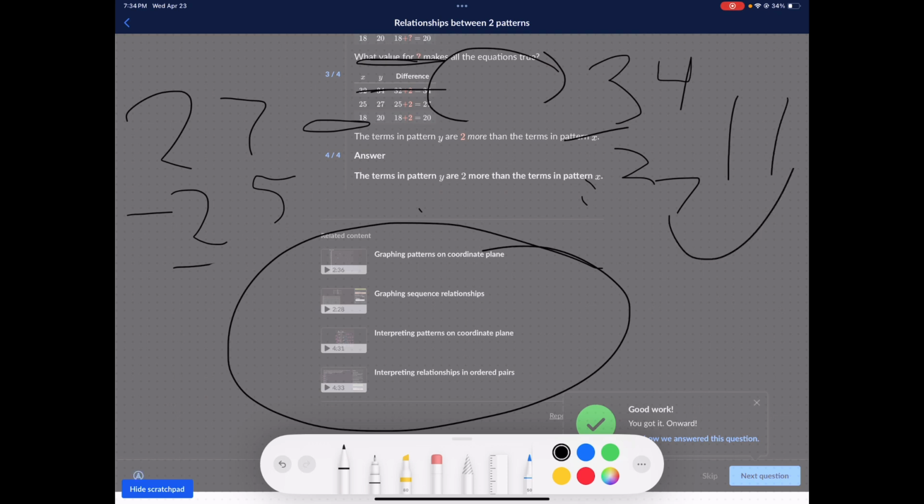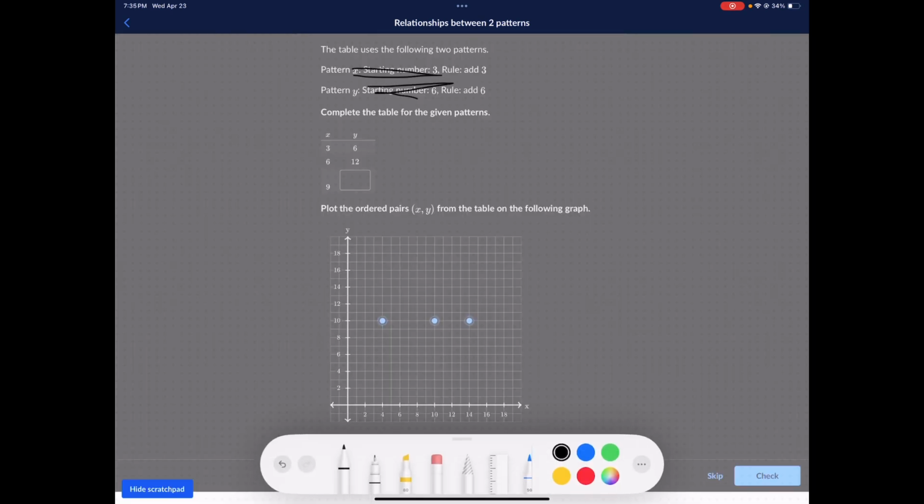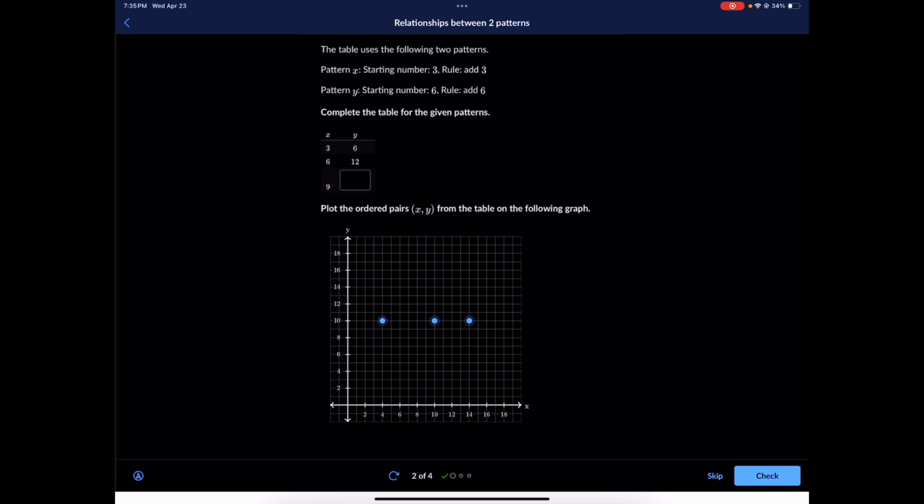And happy studying. Okay, the table uses the following two patterns. Pattern X, starting number 1. We don't care about the starting number. We said that many times. Rule add 3, rule add 6. Okay, so plot the ordered pairs X, Y from the table on the following graph. So now we're actually going to apply our knowledge of applying rules. So it looks like they gave us some values already. So let's go ahead and plot them.